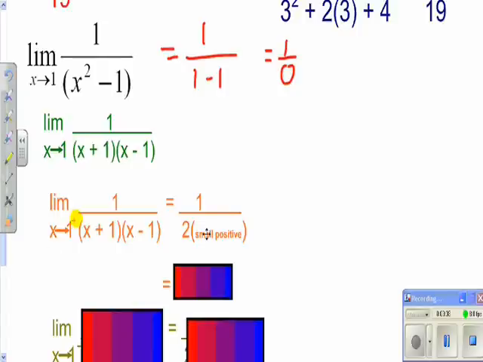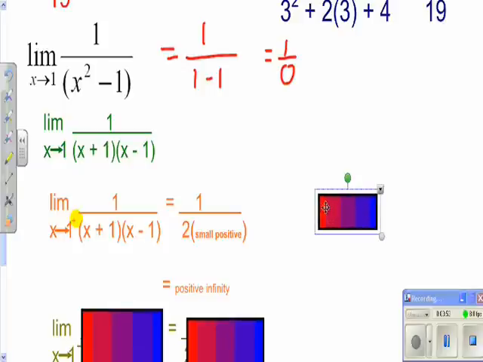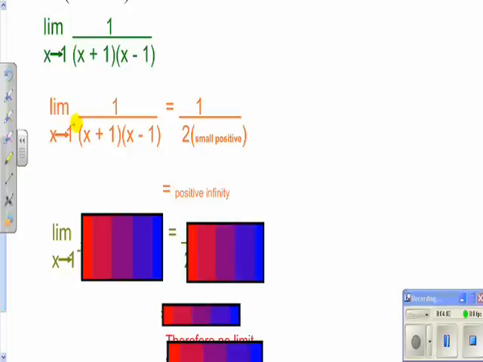Well, let's see. If I double a small positive number, it's still small positive. 1 over a positive is positive, but 1 over a small number is really, really big. So in other words, it's positive infinity that it's diverging to when you try a number slightly to the right of 1. Well, you want to use that approach also coming in from the other side.